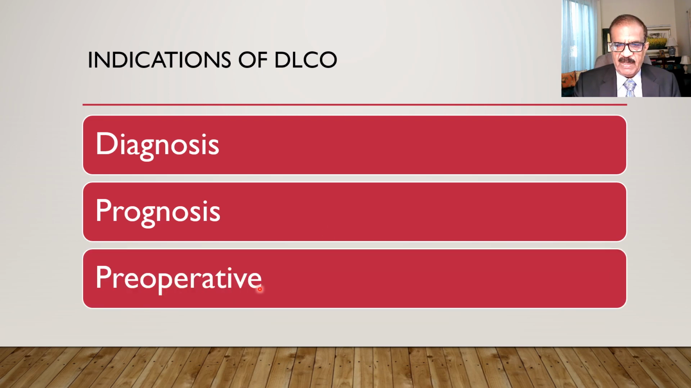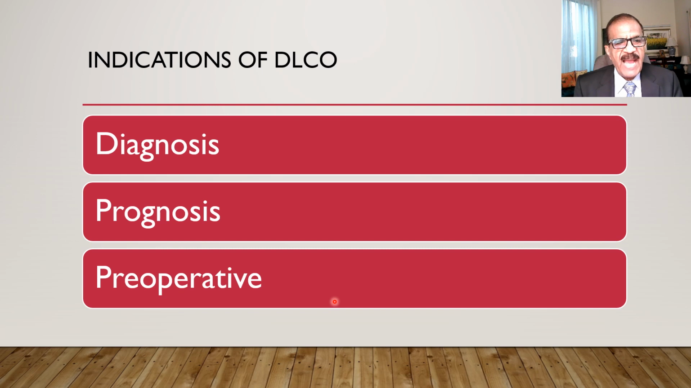Then pre-operatively, this is one of the main indications of DLCO. If somebody has to undergo lung resection, there is a tumor in the lung, and the surgeon wants to know if the patient will be able to tolerate that surgery, because once you remove a certain part of lungs, if the lung left behind has limited DLCO, then the operation is considered contraindicated. If the patient has a tumor somewhere, and if the remaining lungs are normal, the tumor can be taken out easily, and some part of lung can also be taken out.